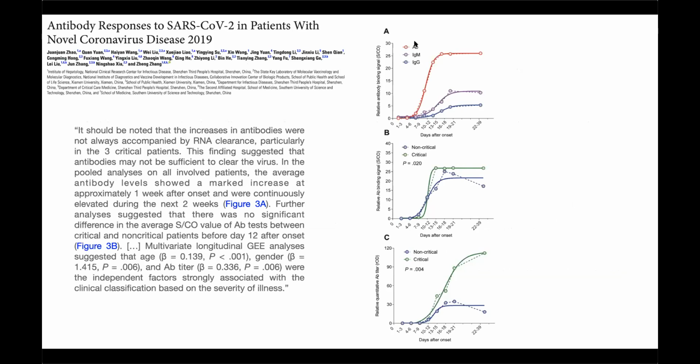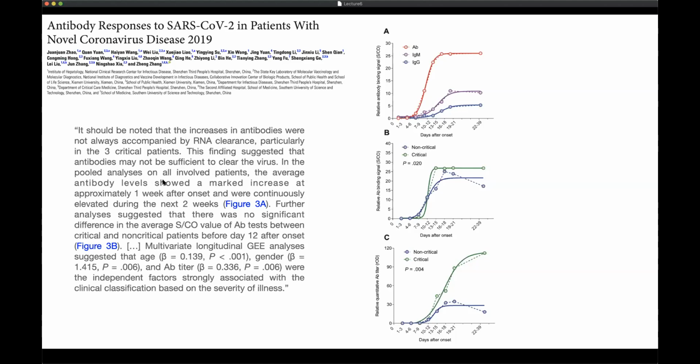All right, so here's an example of another study of antibody response to SARS-CoV-2 in patients with novel coronavirus disease. So this is from a Chinese cohort. So the take-home message from this, it should be noted the increase in antibodies were not always accompanied by RNA clearance, particularly in the 3 critical patients. So this is now implied that simply the presence of antibodies does not lead to clinical improvement. So it's not enough to clear the infection, at least in some cases. So this finding suggests that antibodies may not be sufficient to clear the virus.